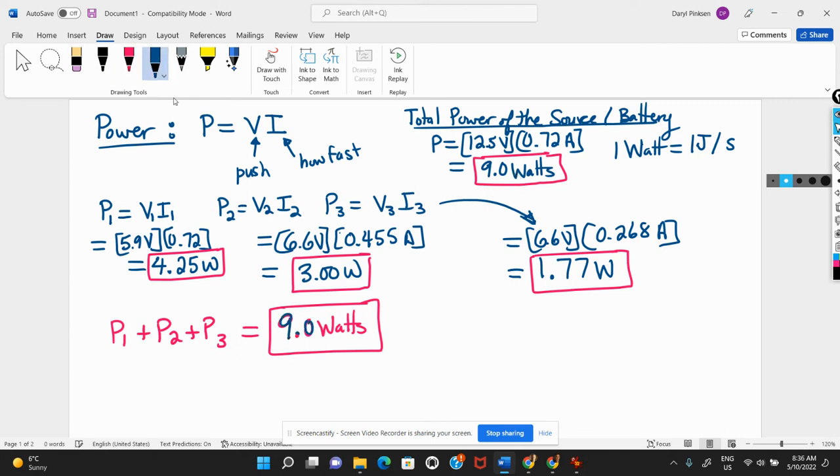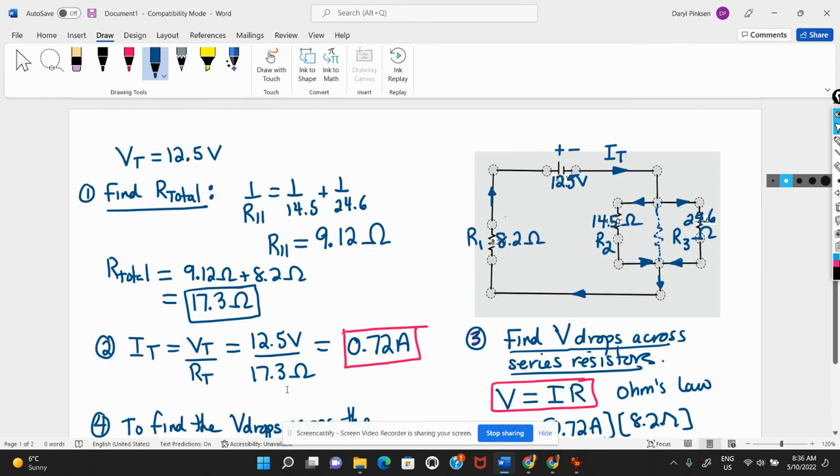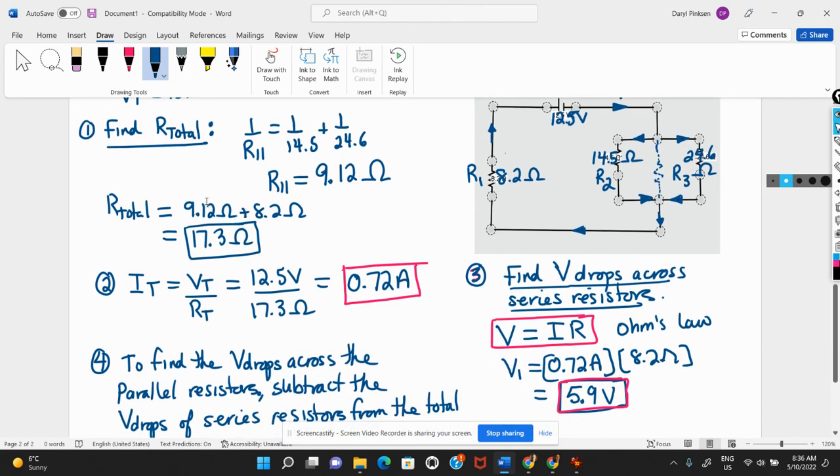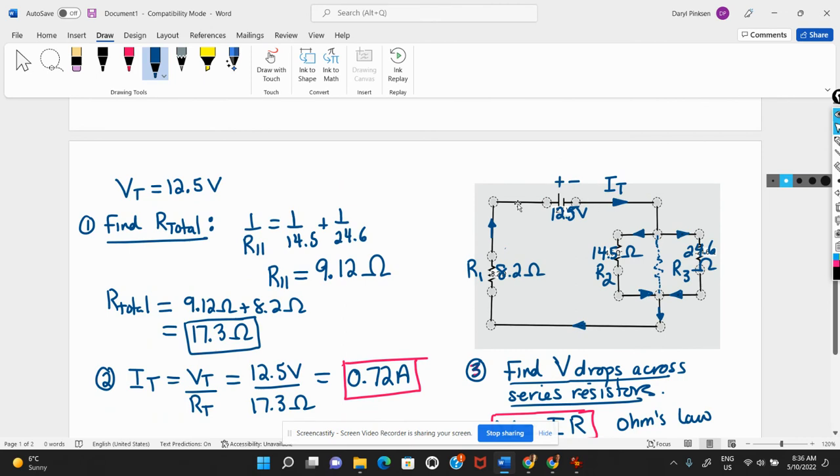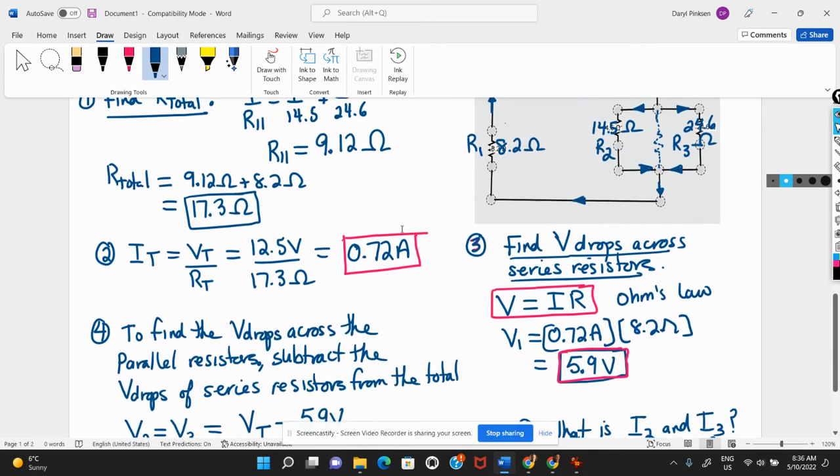So just to recap what we've done, here are the steps. There's a circuit. We have the total voltage. We found the total resistance by combining the parallel branches and then adding the equivalent series resistance of the parallel branches to the resistor in series. That gave us the total resistance of the circuit. Once we have the total resistance, divide the total voltage by the total resistance, and we get the total current. That's what's flowing through the series portion of the wire, 0.72.